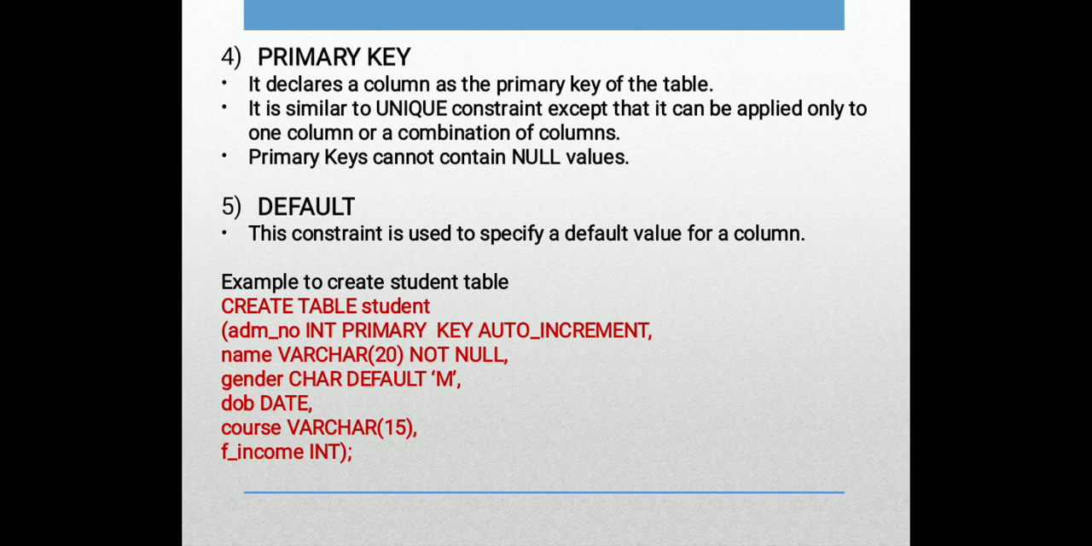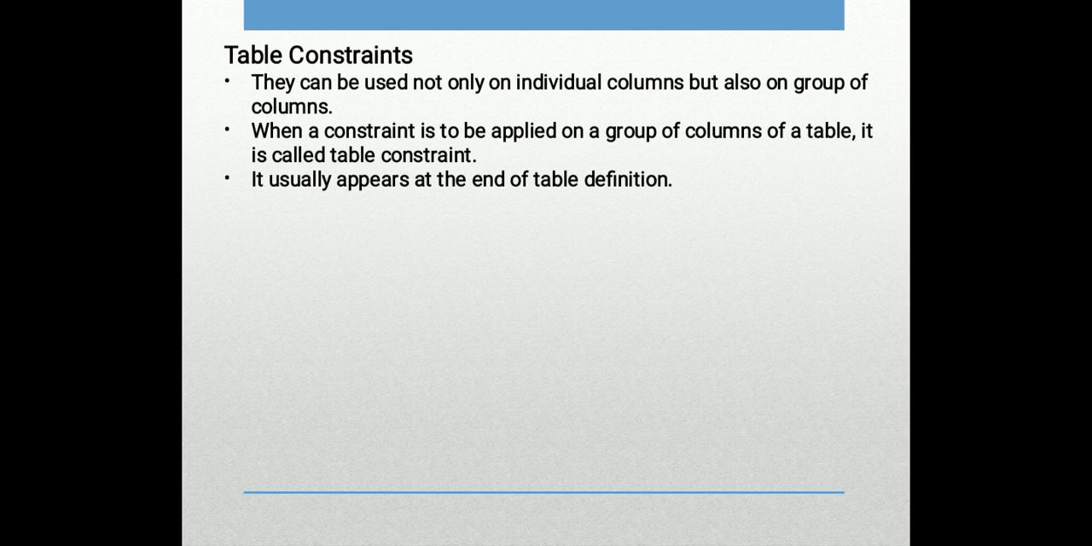The default value of the gender column is M for male students, and DOB with the data type date, course varchar(15), family income int. It is an example of creating a student table with the columns admission number, name, gender, date of birth, course, and family income. And the next topic is table constraint.